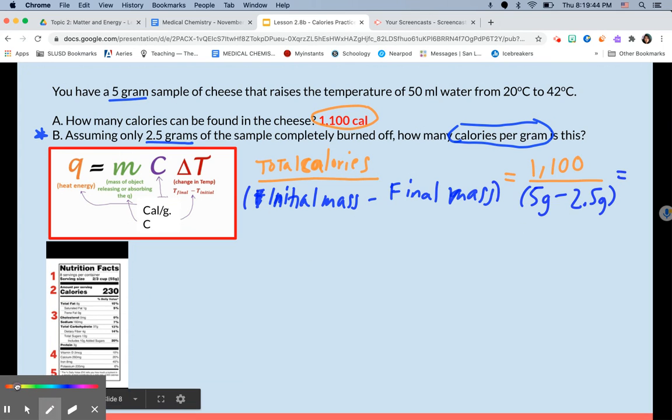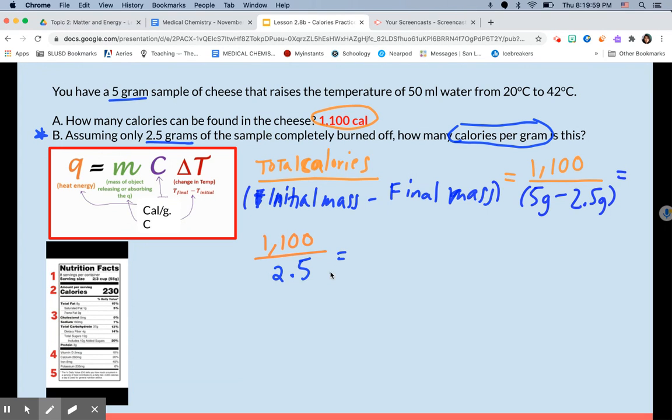So to solve, I'm going to first subtract the denominator, right? So it's going to be 1,100 over 2.5. So to simplify again, I'm going to take 1,100 and divide it by 2.5 in my calculator. And when I do that, I should get 440 calories for every gram that burned.